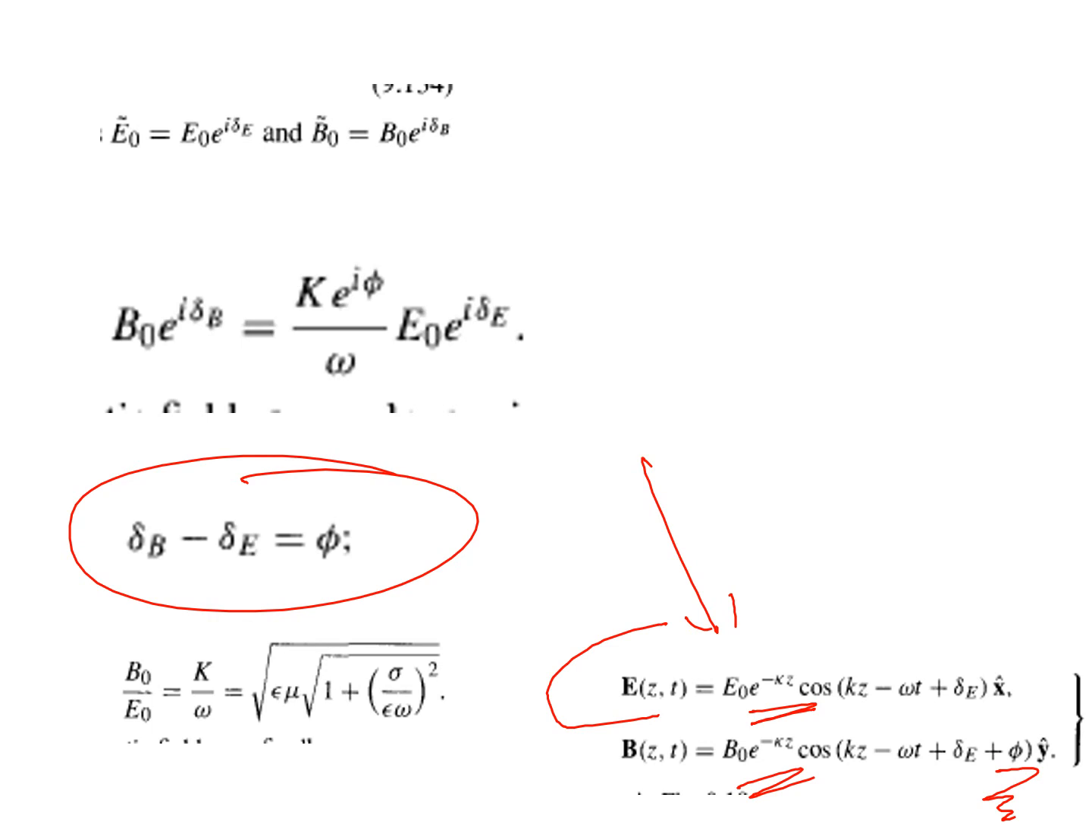Okay, students, I hope these explanations are clear. I hope you understood how the electromagnetic wave propagates in a conducting medium. When it enters from free space into a conducting medium, what happens? Its amplitude decreases, or damping starts, and that is expressed by the term e to the power minus kappa z.